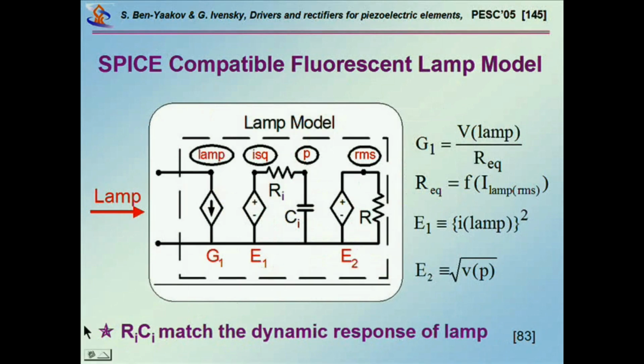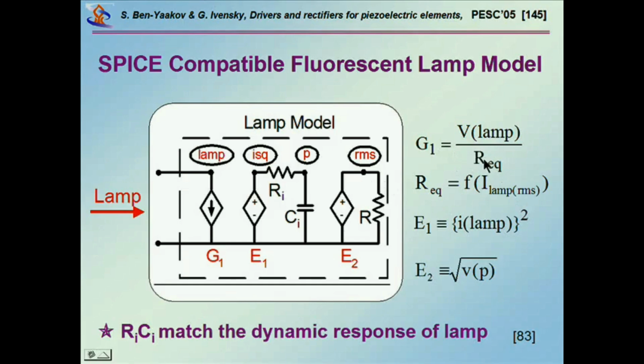with an equivalent circuit of the lamp, which shows the following thing. This is the lamp. It shows it as a current source. But this is not a constant current. It is dependent, this current, dependent of course on the voltage, because it's a dependent current source, or like a conductance, but it is dependent on the equivalent resistance, which in turn is a function of the RMS current. So for any given operating point, this is something different.